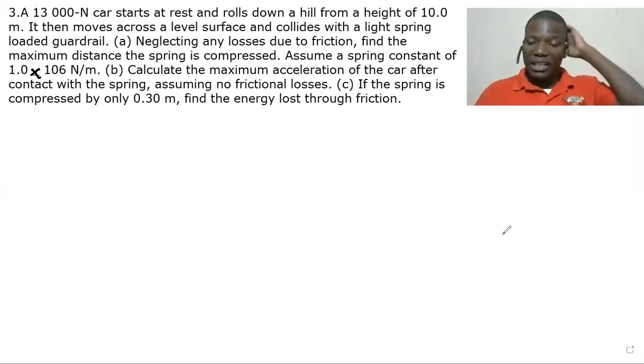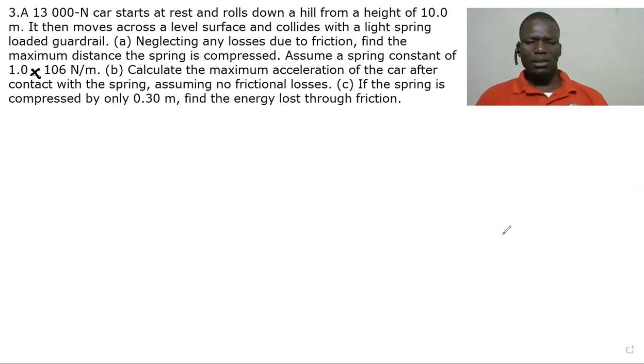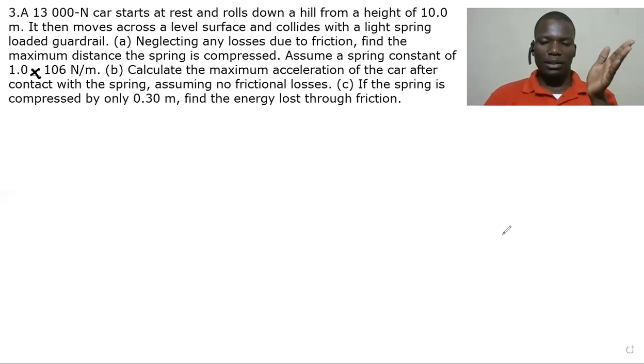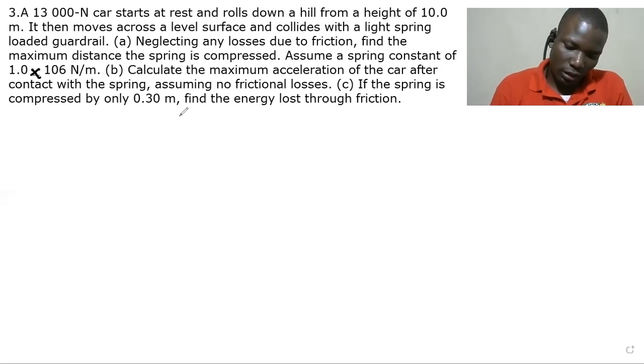Yeah, so the third question is similar to the first one that we did in terms of the diagrams. The figure is similar because it's starting from a certain height and going down, and at the far end you have a spring. Even the scenario is the same. We are going to have the gravitational potential energy because it starts from rest and the velocity is 0. So what we have here is the conservation of mechanical energy.